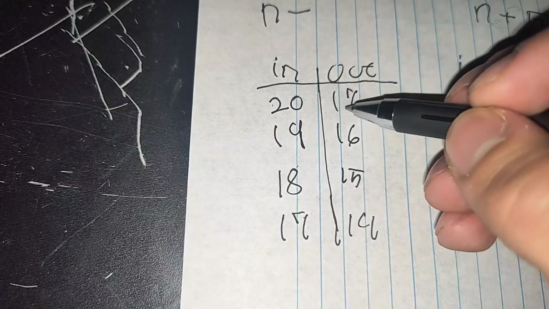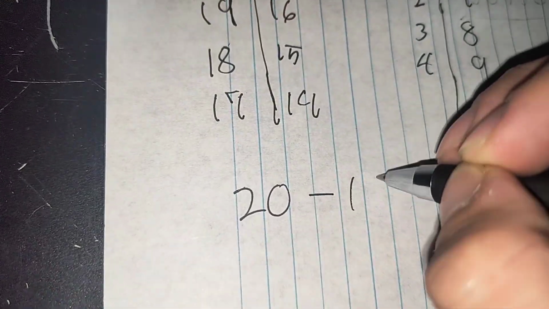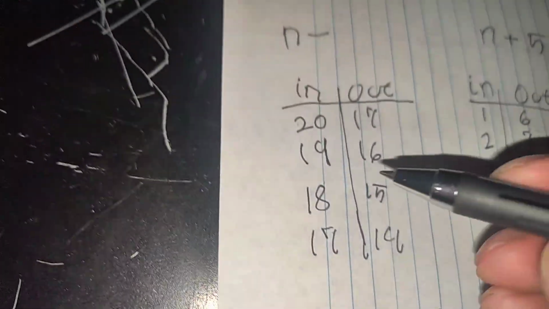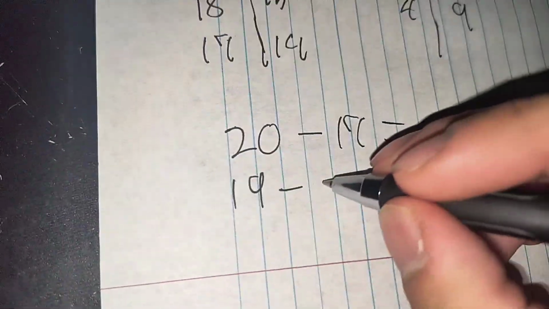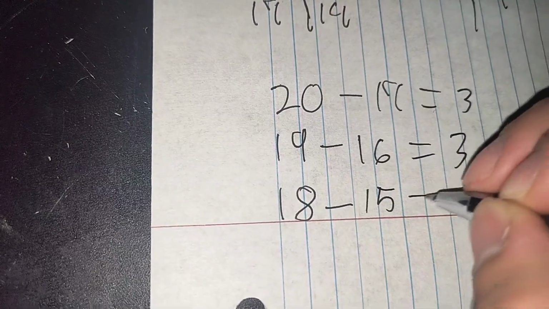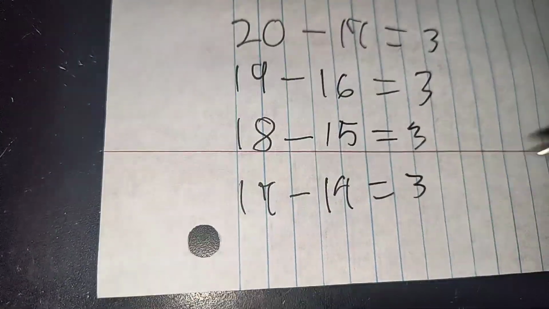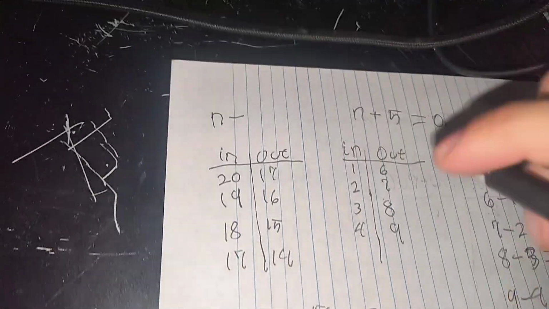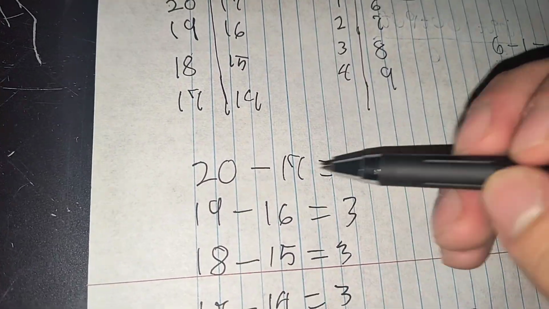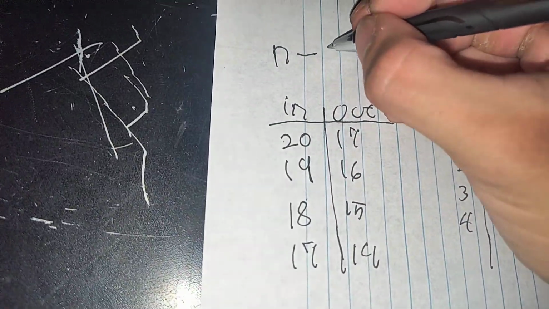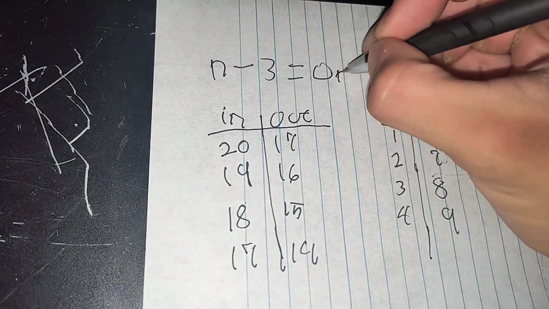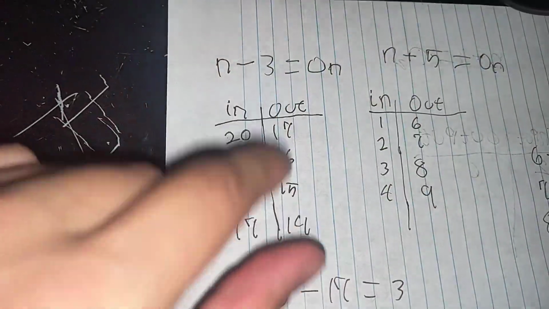So we'll say 20 minus 17 equals 3. 19 minus 16 equals 3. 18 minus 15 equals 3. And 17 minus 14 equals 3. All right, so the rule would be 3. We're subtracting 3. So 20 minus 3 would be 17. So we're subtracting 3 to get the output number. And that's the rule for this one.